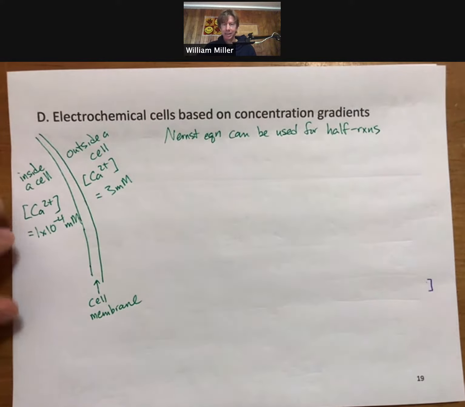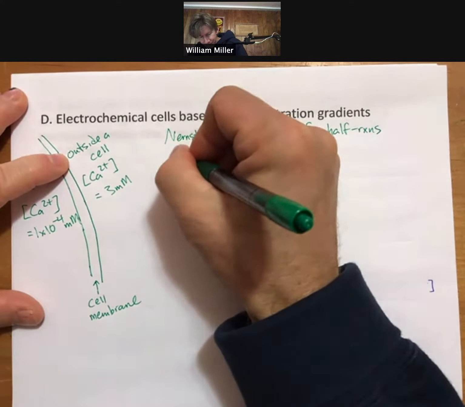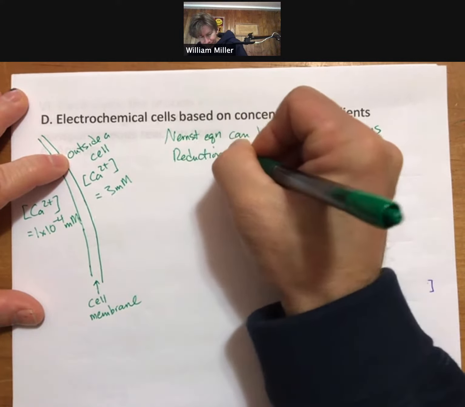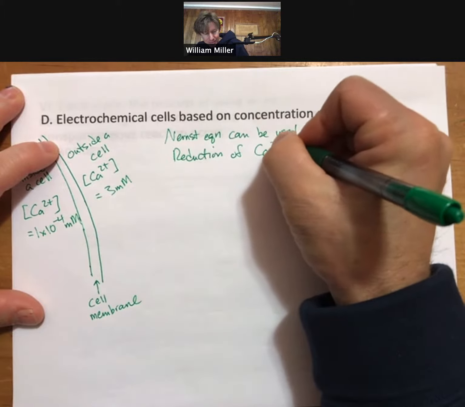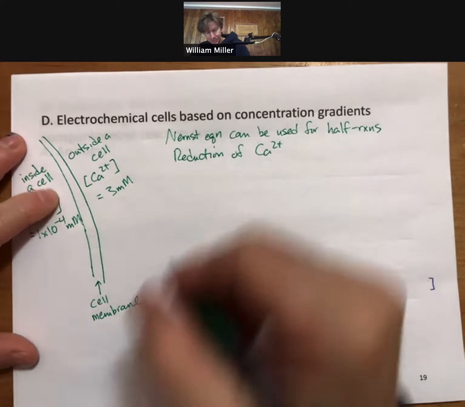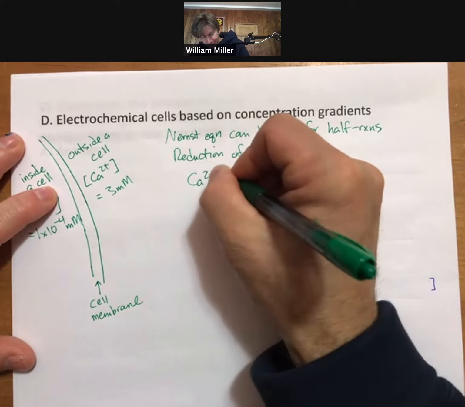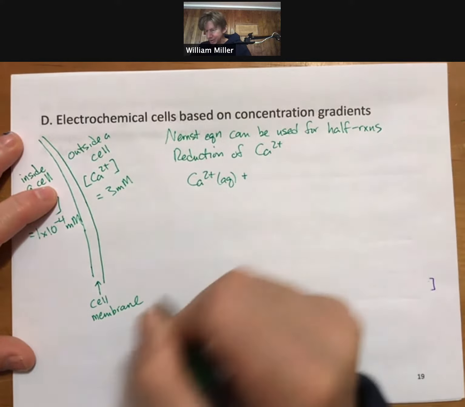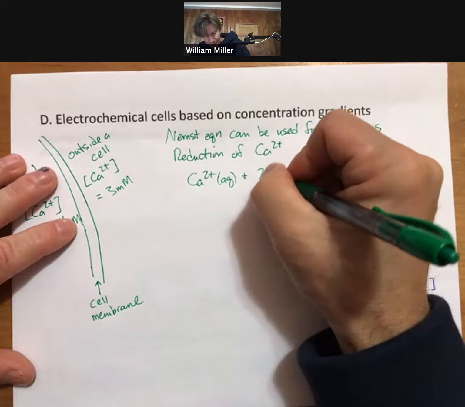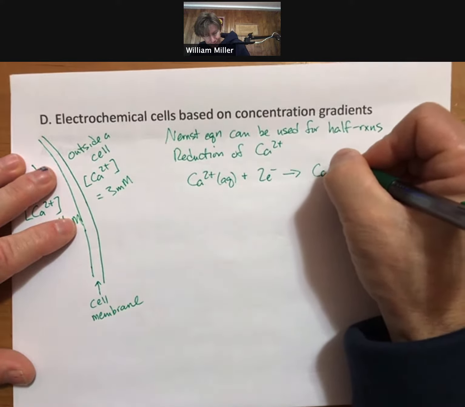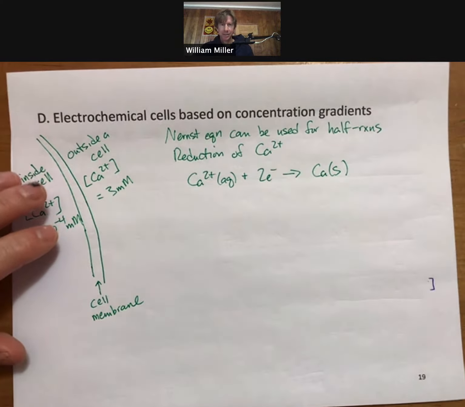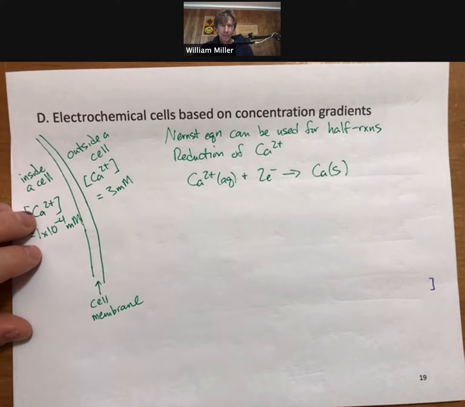And the idea is that somewhere around here there's also the other half reaction that we need. But let's talk about the reduction of calcium ion as our half reaction. That's going to take calcium 2 plus, 2 electrons, goes to calcium solid. And we're now going to apply this.